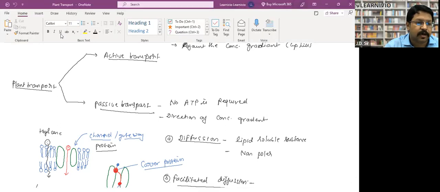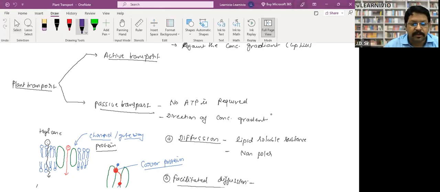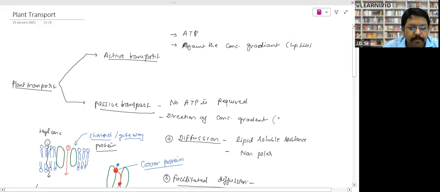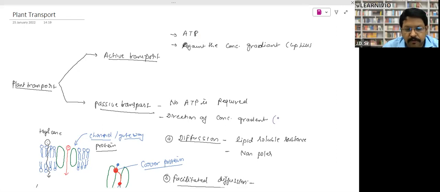is going on. Transport is in the direction of concentration gradient. So here the transport or diffusion of matter takes place from a high concentration to low concentration, right? So that is the direction, and normally the diffusion takes place from higher concentration to lower concentration. So here the plant does not have to spend energy. That's why we call this passive transport.